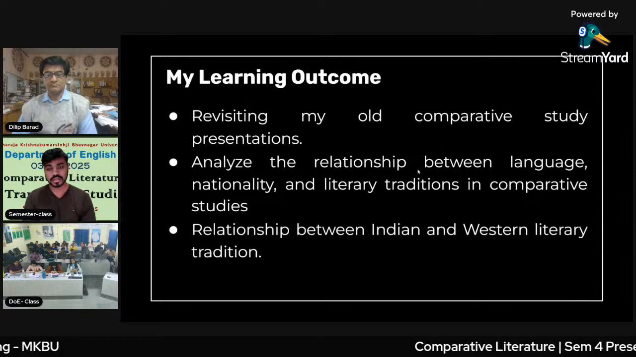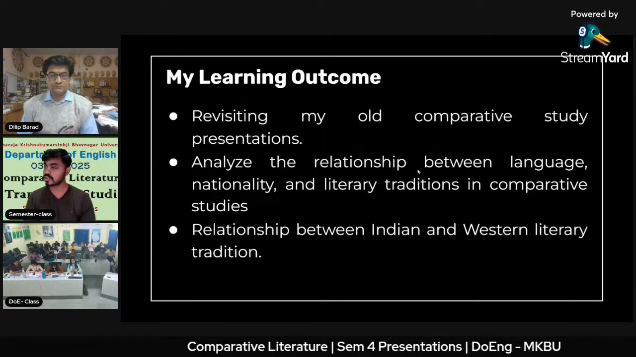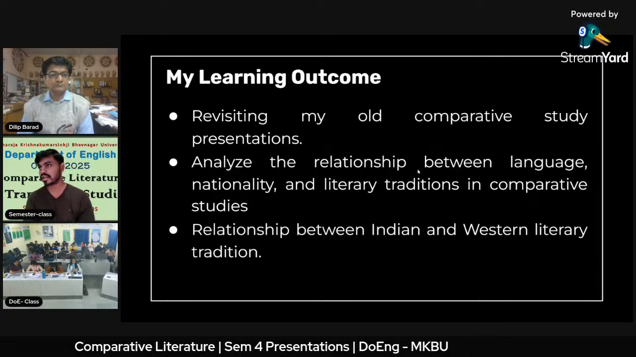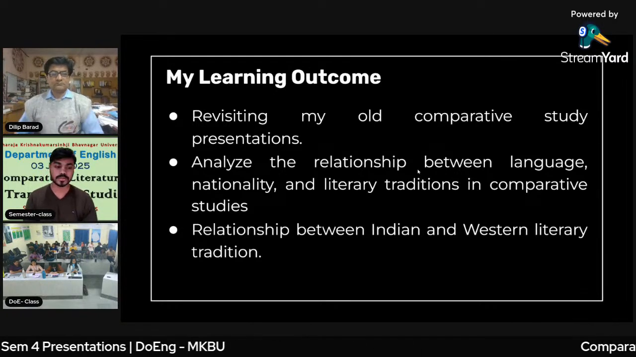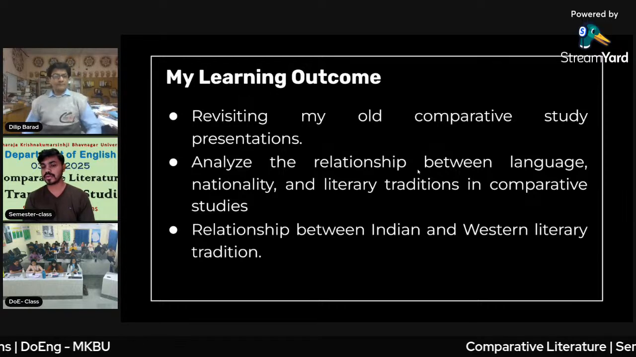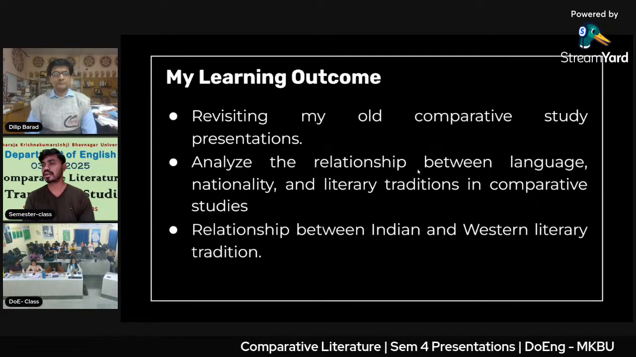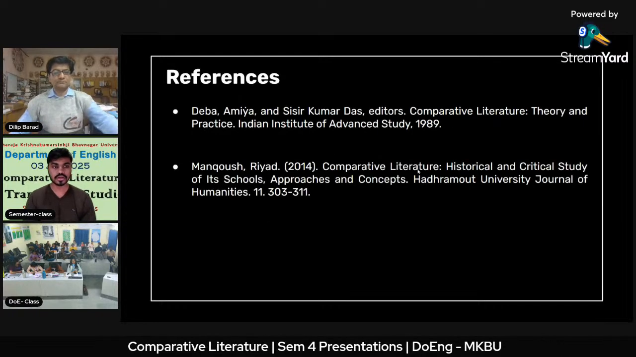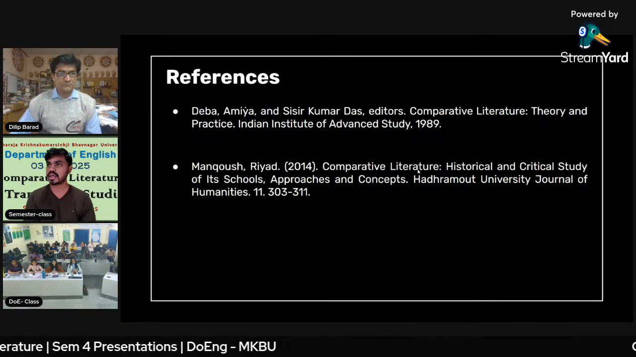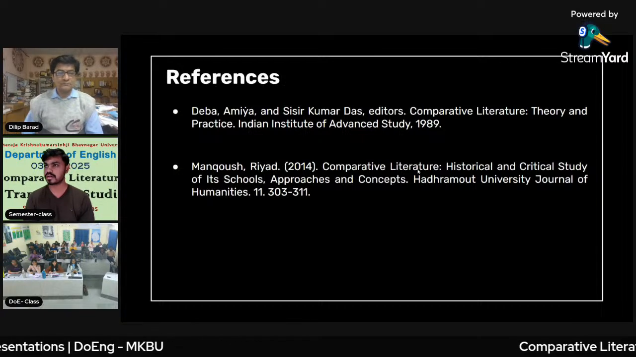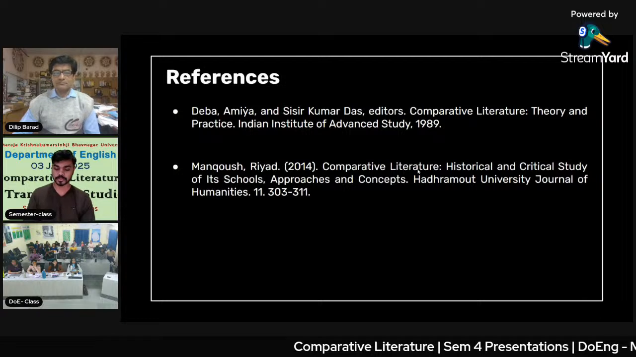Another thing is the relationship between language, nationality, and literary traditions, how these things go hand in hand, and how they are also complicated in their own manner. And also the relationship between the Western and Indian literary traditions, whether historically or till now. So these are the references, and I also want to acknowledge that Akshay and I have used ChatGPT to simplify this article's language, and also to gain a deeper understanding of this article.